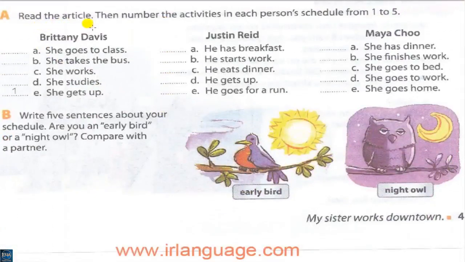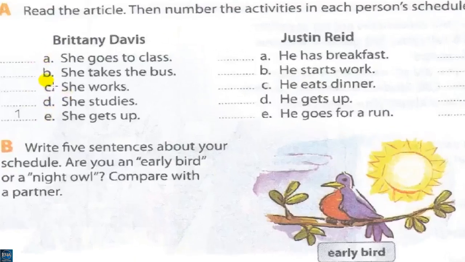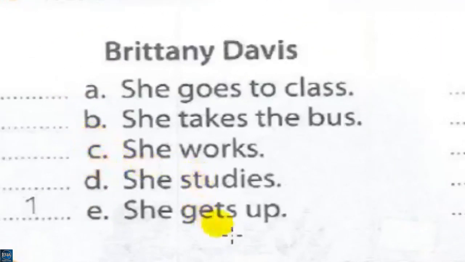A. Read the article, then number the activities in each person's schedule from 1 to 5. In this exercise, you read about Brittany Davis and you put these activities in order, like 1, 2, 3, 4, 5. One, E, she gets up. Two, B, she takes the bus. Three, A, she goes to class. Four, C, she works. Five, D, she studies. Again, the answers: 1, E, 2, B, 3, A, 4, C, 5, D.